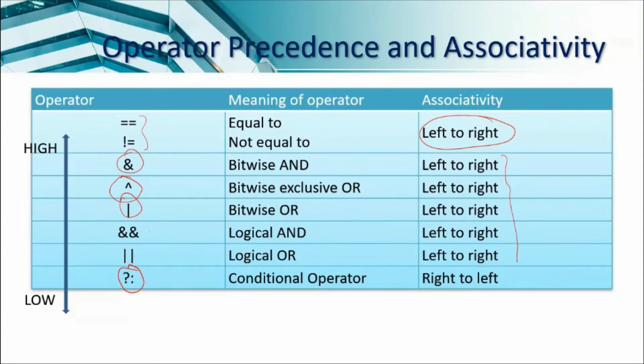That is, if multiple bitwise exclusive ors are coming, of course A exclusive or B exclusive or C, first we evaluate A exclusive or B, and then this particular value, say it is D, then D exclusive or C will be evaluated. So that is how operator precedence as well as associativity is related.